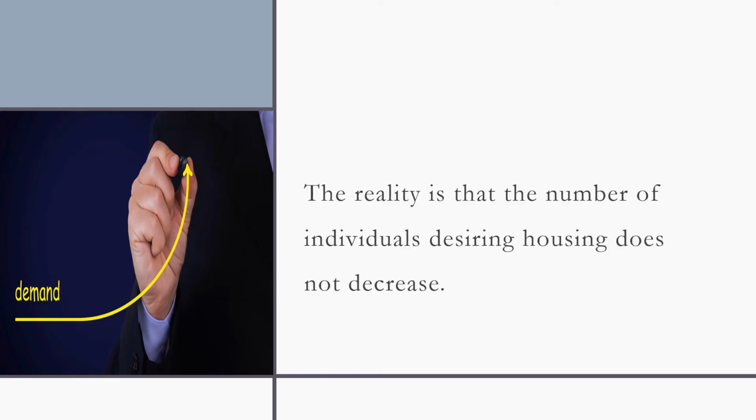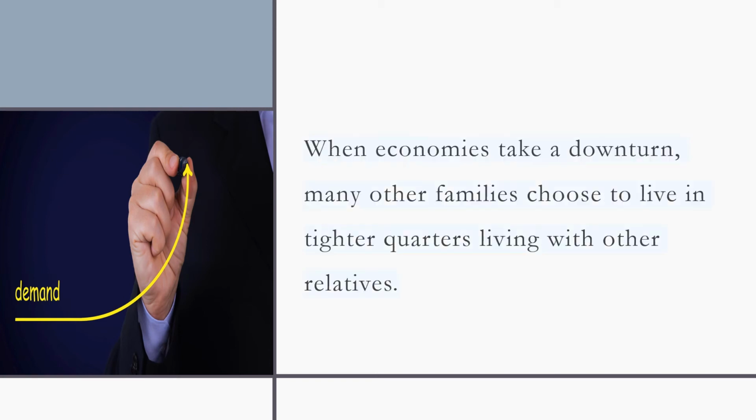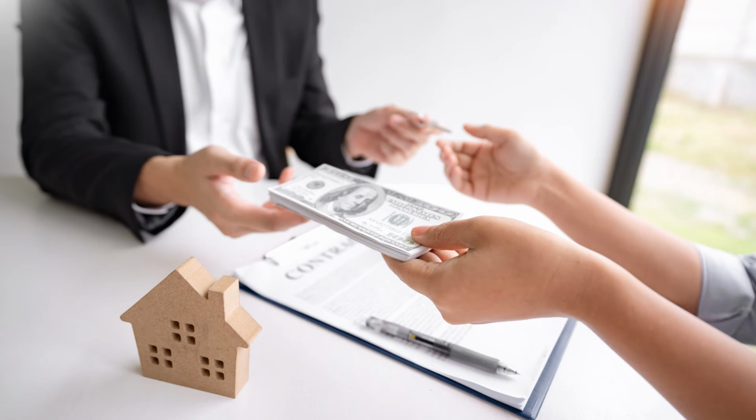The reality is that the number of individuals desiring housing does not decrease. It is the demand that decreases. Demand requires the ability to purchase. When economies take a downward turn, many families choose to live in tighter quarters, living with other relatives.